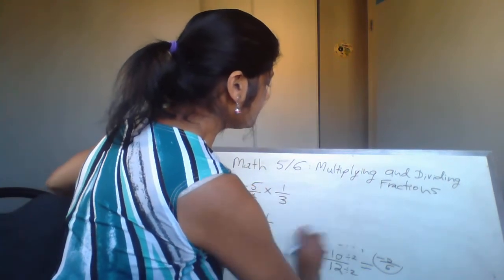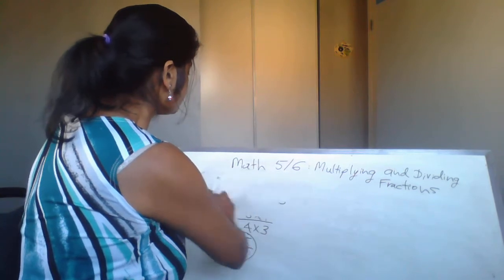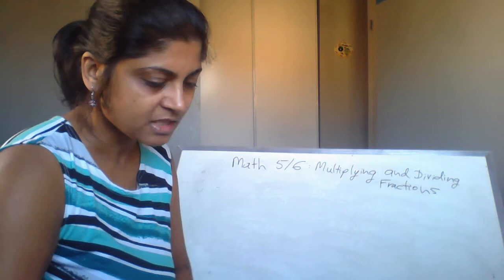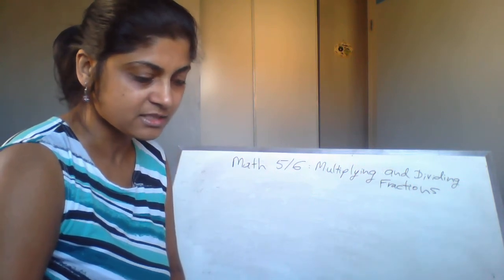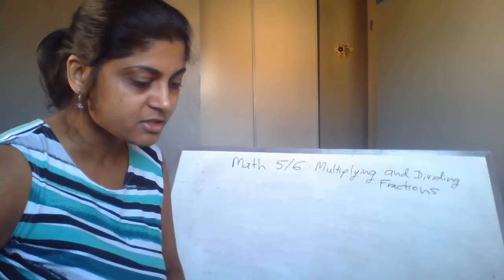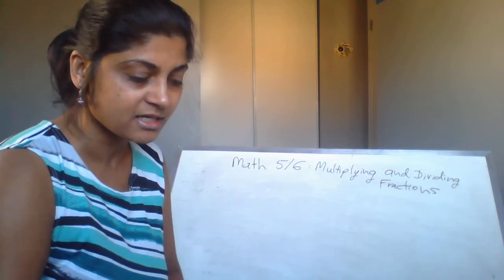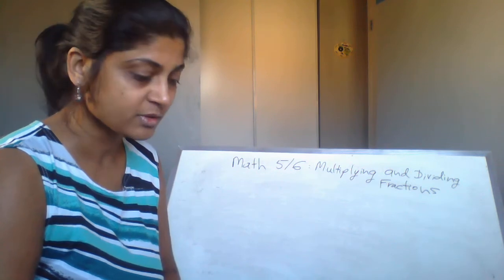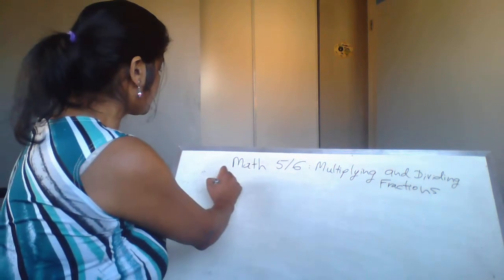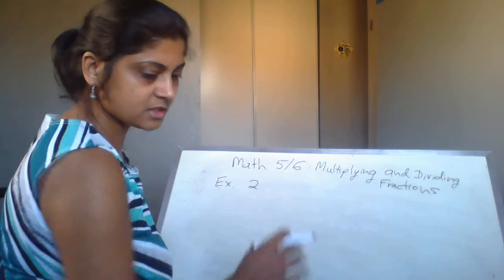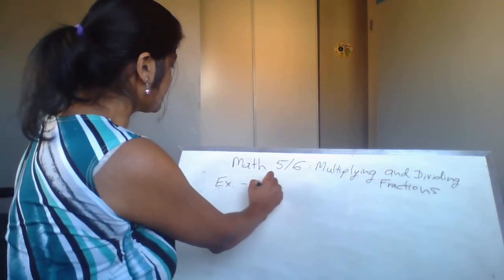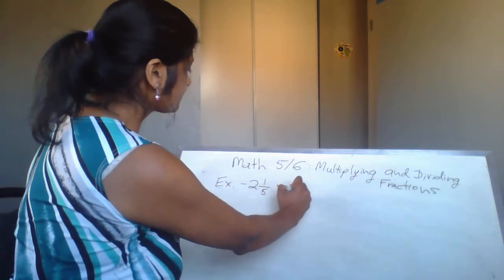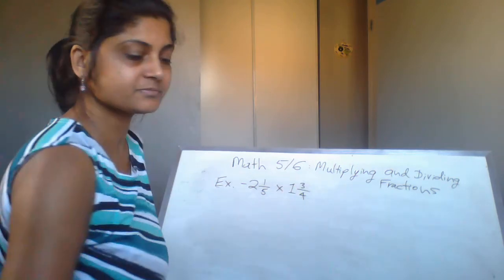So I'm going to take this off. And let's try one where we have something small. But the teacher can also give you something that is a whole number. It can also be a mixed number. So let's try this one. So I have negative 2 and 1 over 5, times 1 and 3 over 4.